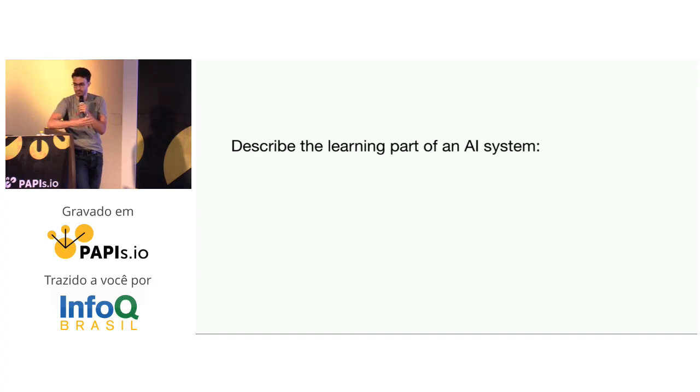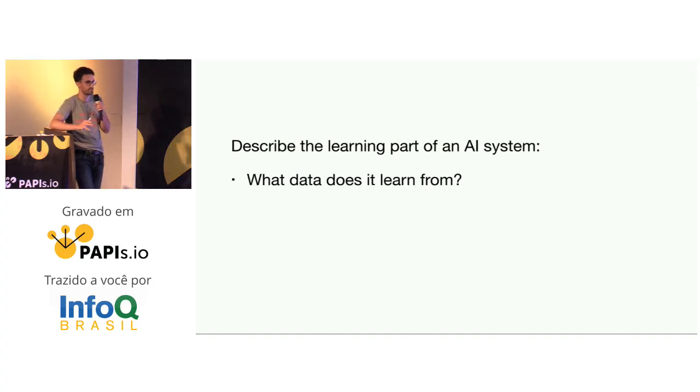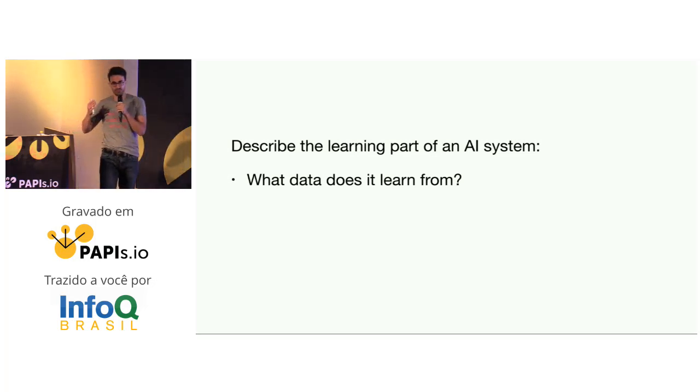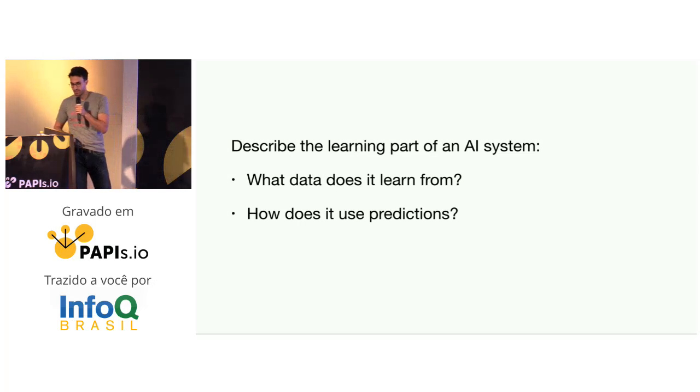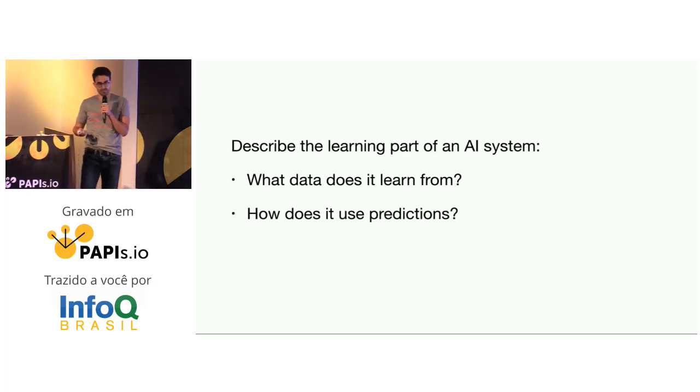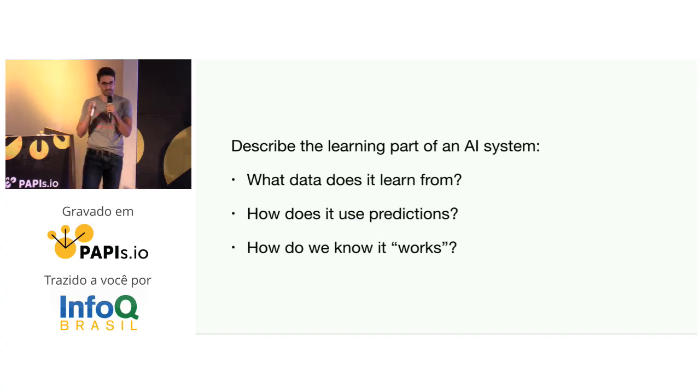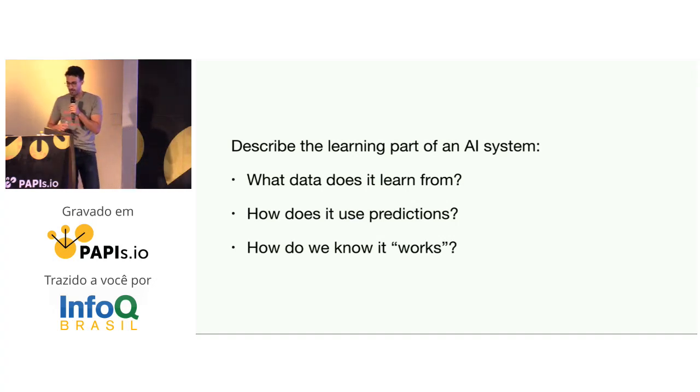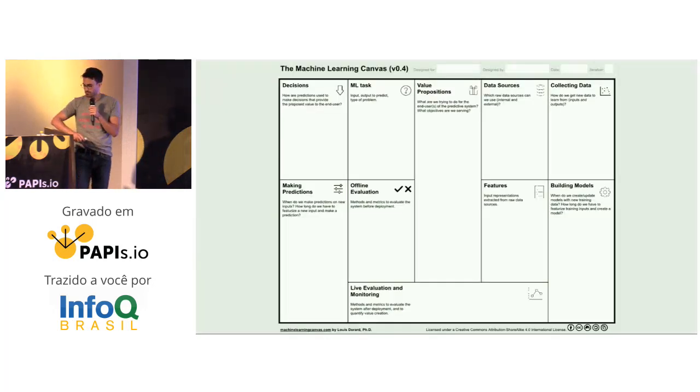So the idea is to describe machine learning systems or AI systems, and specifically, we don't want to describe everything about them. We want to describe the learning bits. So we want to speak about the data that is used to learn from. We want to speak about how predictions are used, and in the end, how can we make sure? How do we know if the whole thing works or not? This is what the machine learning canvas focuses on. This is what it allows you to think about.